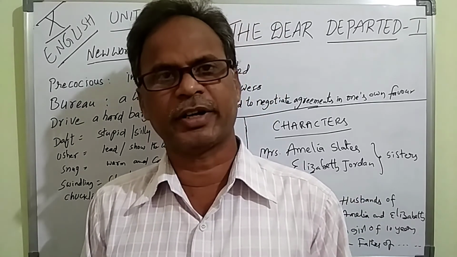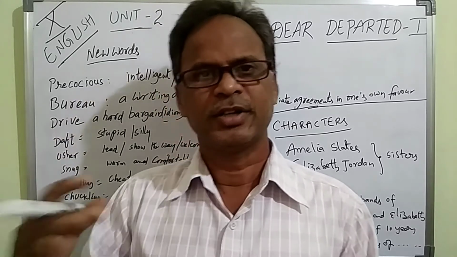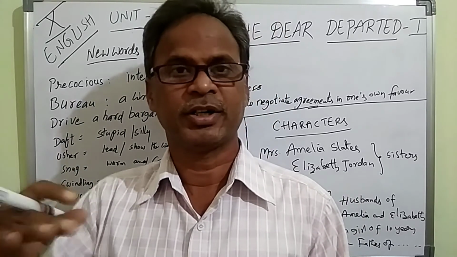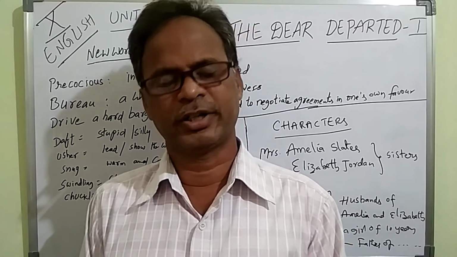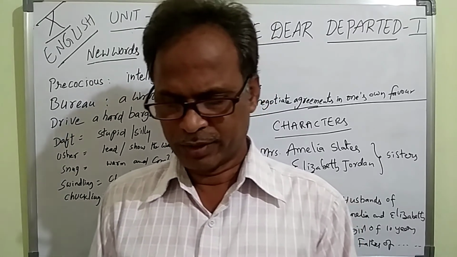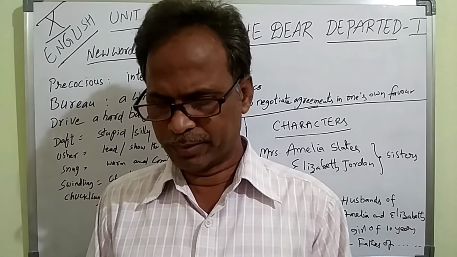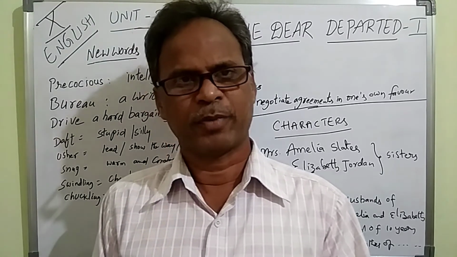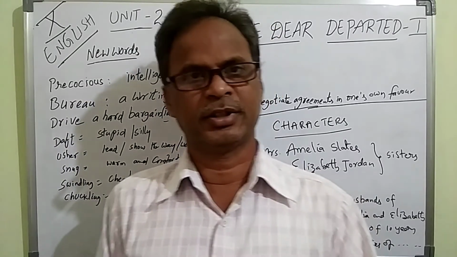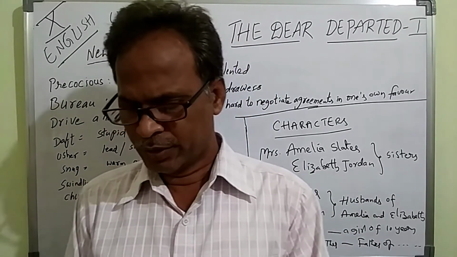What are they coming for? They haven't been here for ages. For ages means for years. Here we have to understand, for many years. The girl asks a question to her mother. Mrs. Slater: They are coming to talk over poor grandpa's affairs. Poor grandpa's affairs means property or money. That kind of meaning we have to take there.